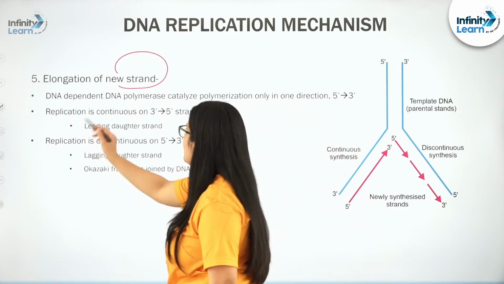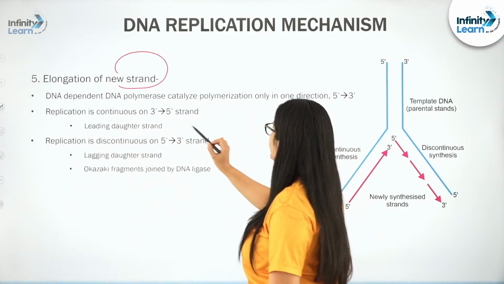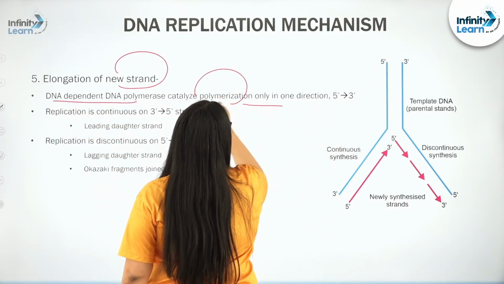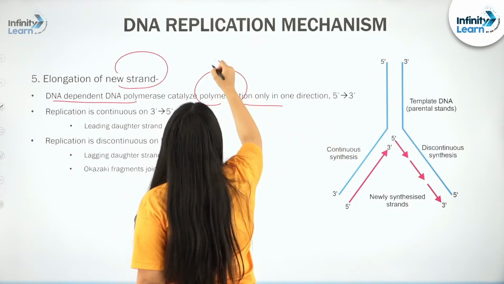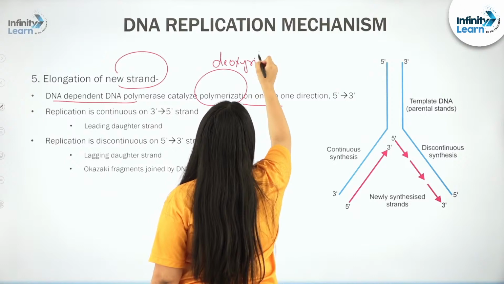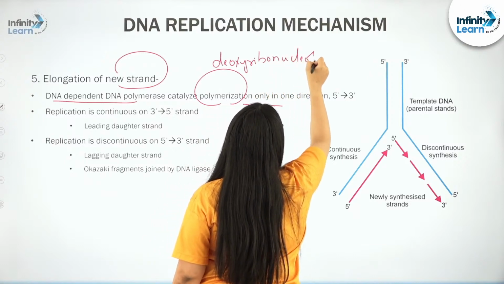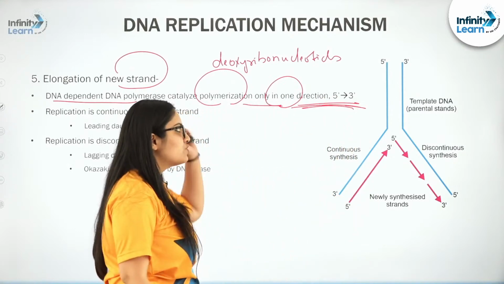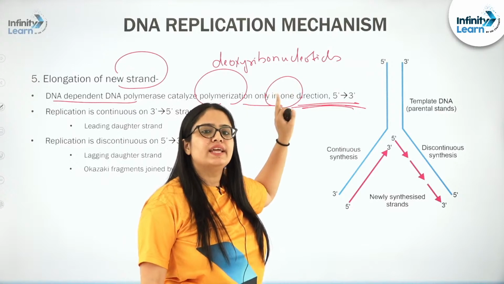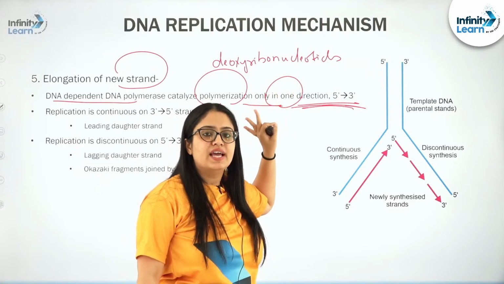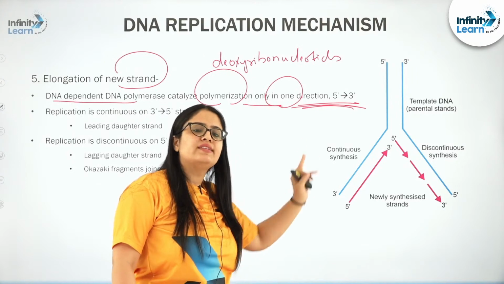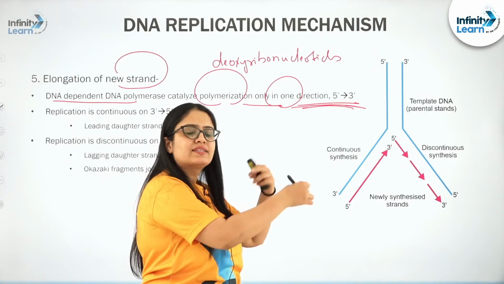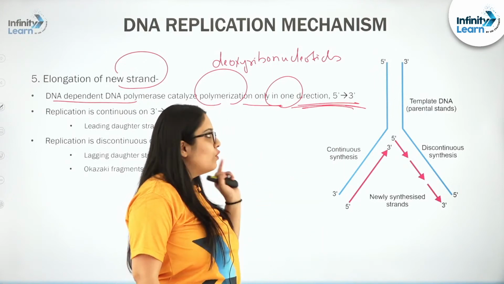See here, a very important thing that you need to understand is that DNA dependent DNA polymerase can polymerize the deoxyribonucleotides in one direction only, 5 to 3. This is the limitation of DNA dependent DNA polymerase. It can show its catalytic activity only in the direction of 5 to 3. It can form bonds, it can connect the deoxyribonucleotides only in this direction.